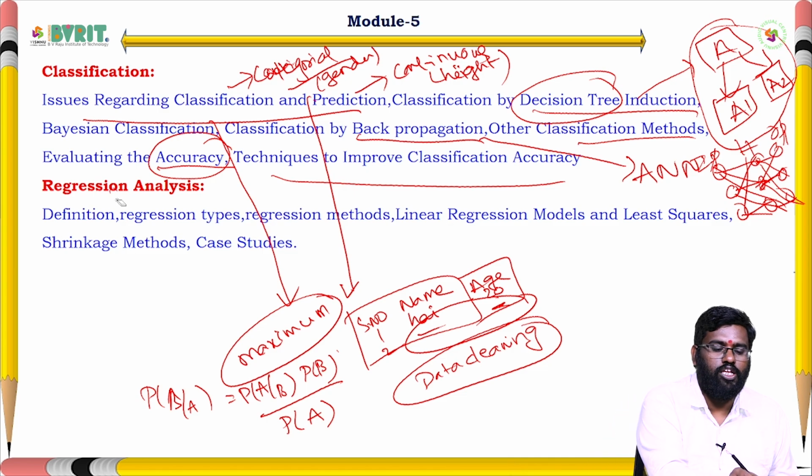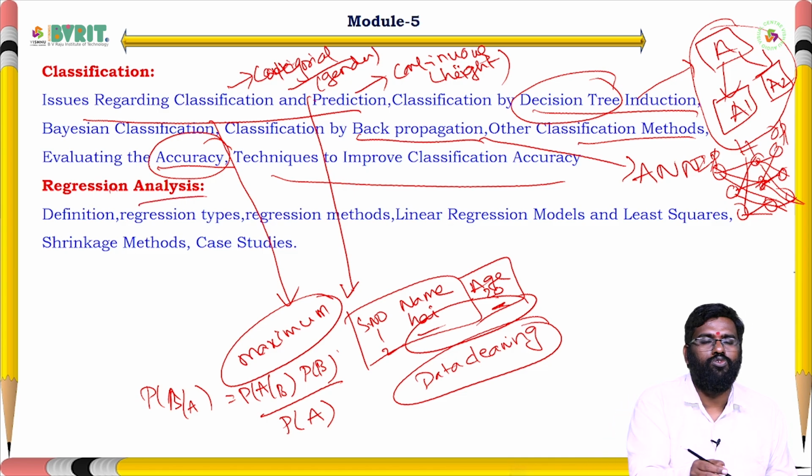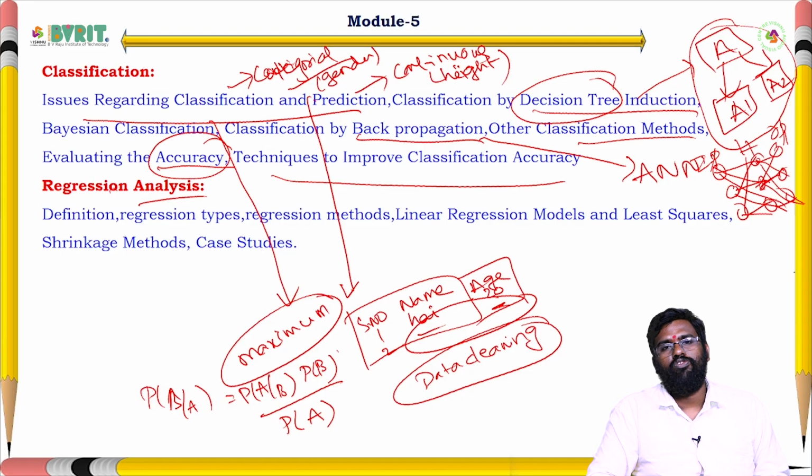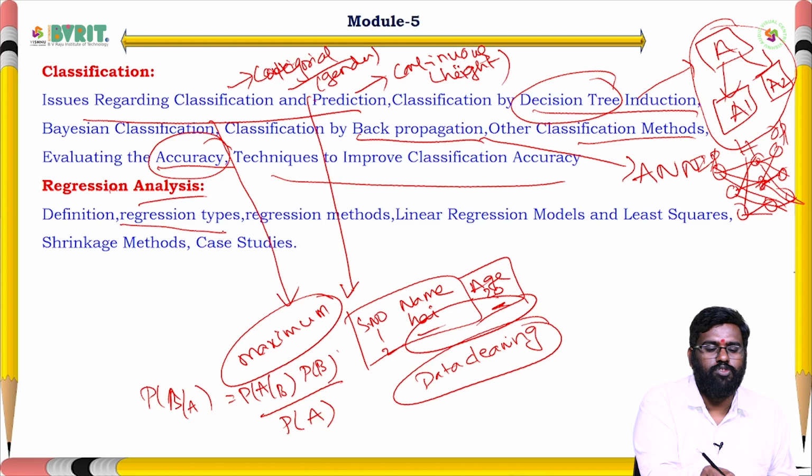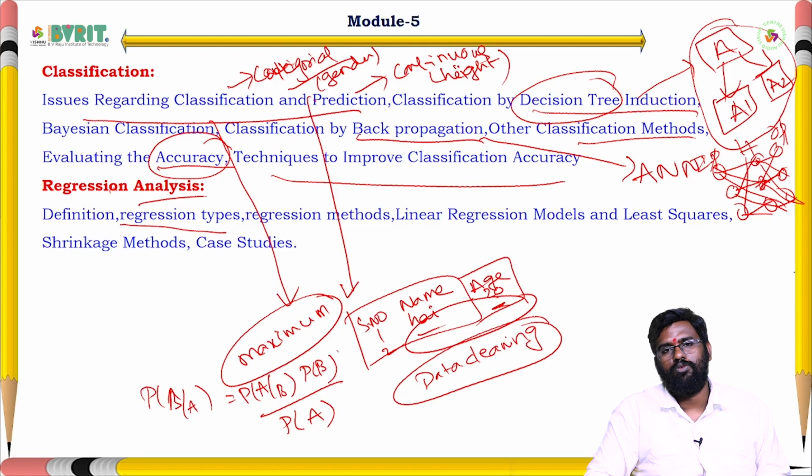Next one is regression analysis. Regression is used to identify the relationship between the dependent variable and independent variable. Here there are different types of regression: linear regression, simple linear regression, multiple linear regression, Poisson regression. These different types of regression are used to represent linear and non-linear model representations.